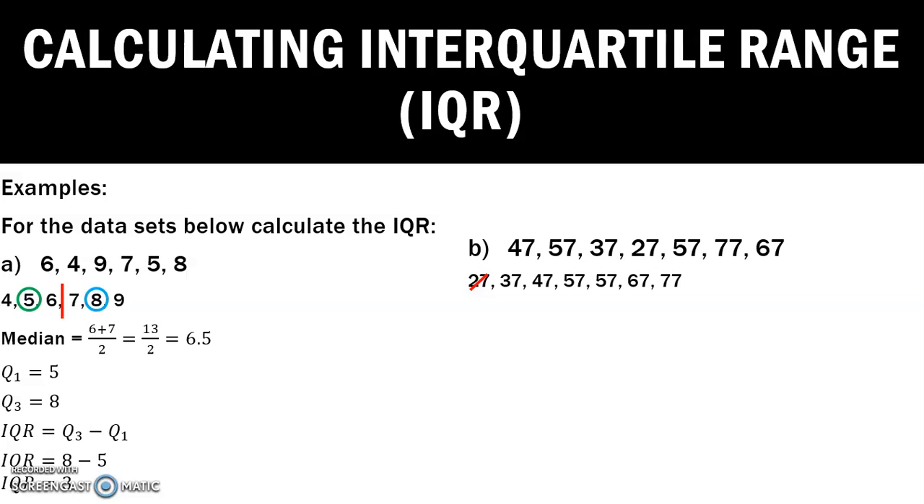So we cross out our first score and our last score, our second score and our second last score, our third score and our third last score, and we're left with a score in the middle of 57. So this means that our median is 57.